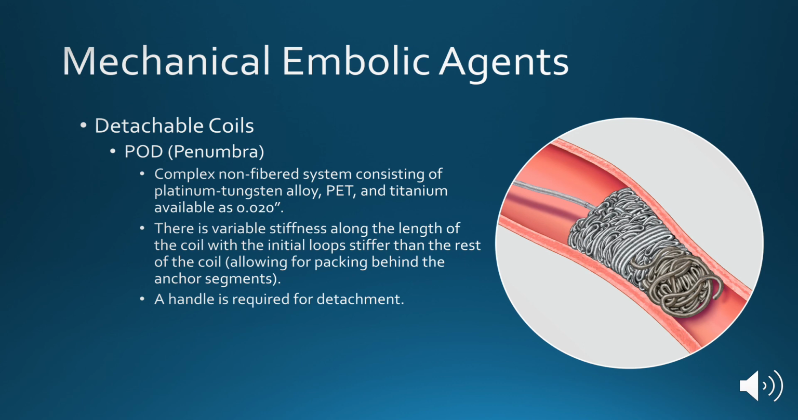Penumbra also makes the POD device, which is a complex non-fibered system, again consisting of a platinum tungsten alloy, PET, and titanium. It's also available as an 020 coil. The important thing about the POD is that there's variable stiffness along the length of the coil. The initial loops are stiffer than the rest of the coil, which allows for packing behind those initial anchor segments of the coil, and a handle is required for detachment.